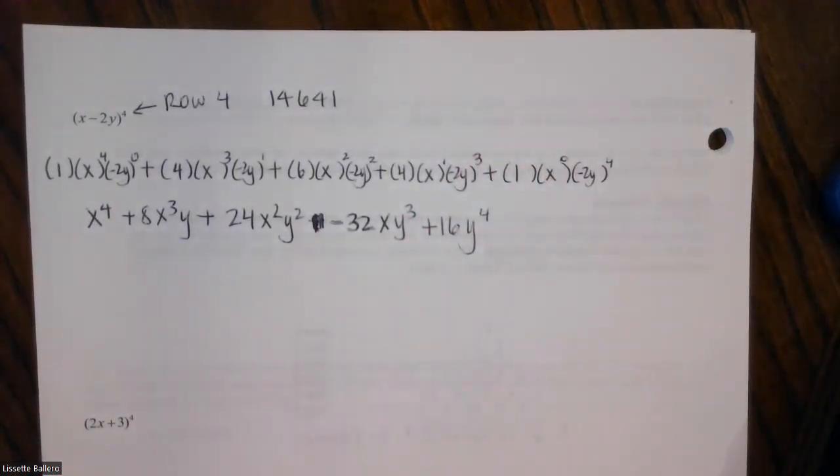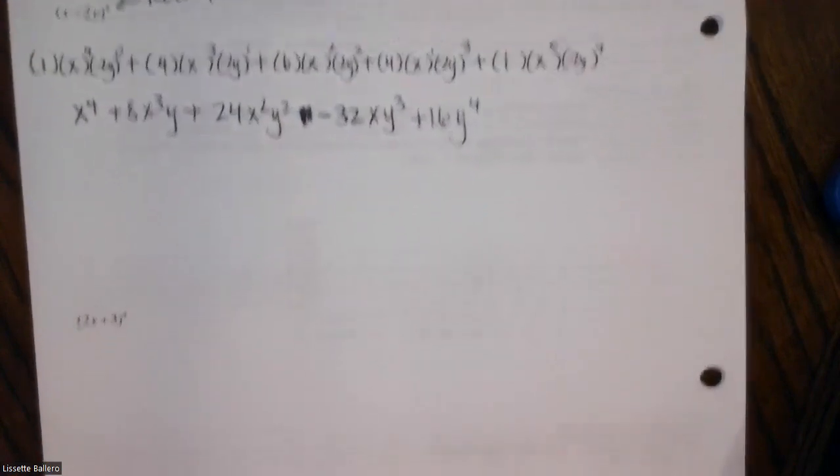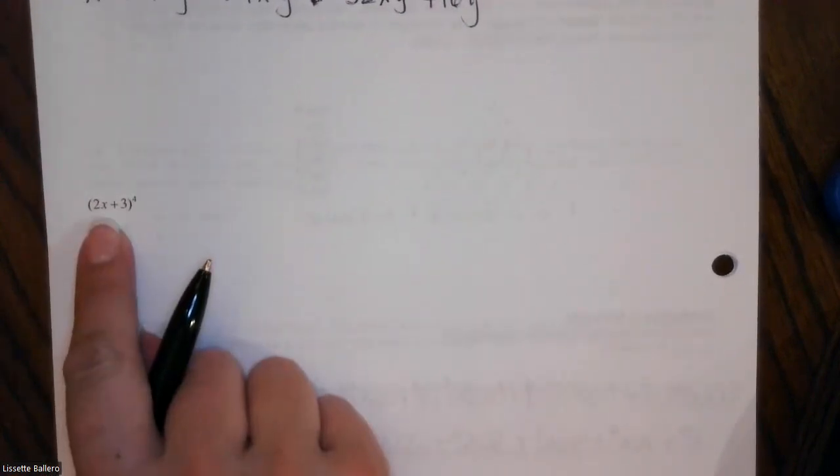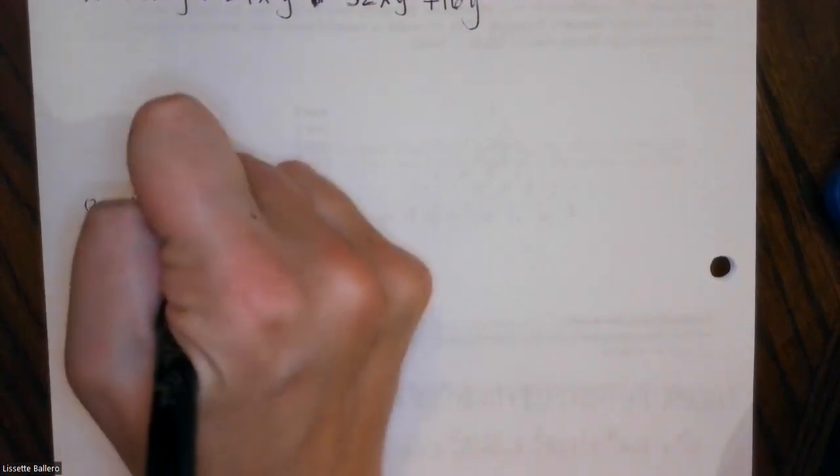So there is our expanded form. We didn't have to do all the math of multiplying x minus 2y times x minus 2y times x minus 2y times x minus 2y. All right, if you think you're ready to try one, go ahead and pause it and try this one on your own. I'll go ahead and show you another one if you want to see another one. If you want to pause it, go ahead and pause it and then check your work.